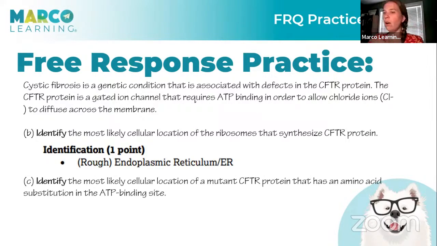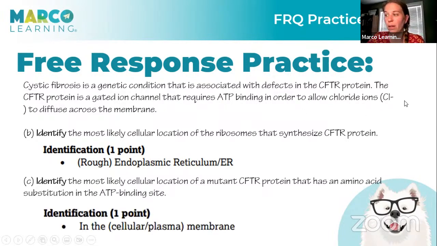So talk about the ER. You could say rough ER, that's in parentheses, so you didn't have to say it, but it could be something you said. And then identify the most likely location of the protein that has a substitution, okay? Well, the job of it is to allow chloride ions across the membrane, so it has to be found in the membrane. Like, again, don't leave anything blank, at least try. The worst that happens is you don't get it right. The best thing, you might get it without knowing anything.